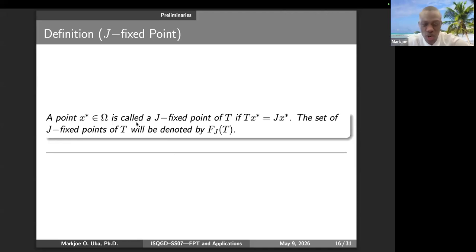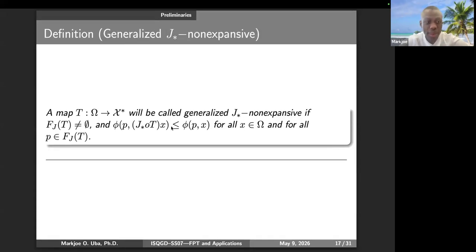So a point will be called a J fixed point of T if T of x gives us the same as J of x. J is the duality map, so these two things are all in the dual space of our original space. The set of J fixed points of T, we will denote by F_J of T. The regular fixed point set, we use just F of T. But for this J fixed point, we will use F sub J to mean that we are making reference to duality fixed points.